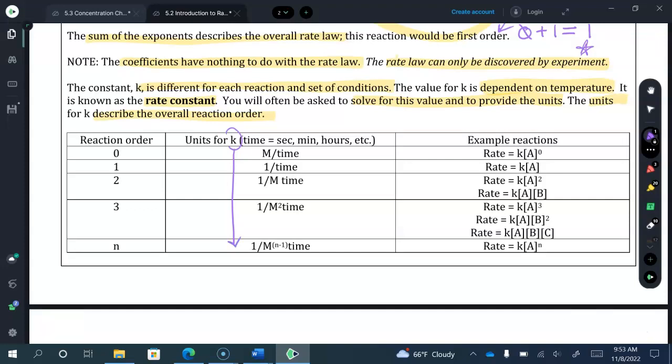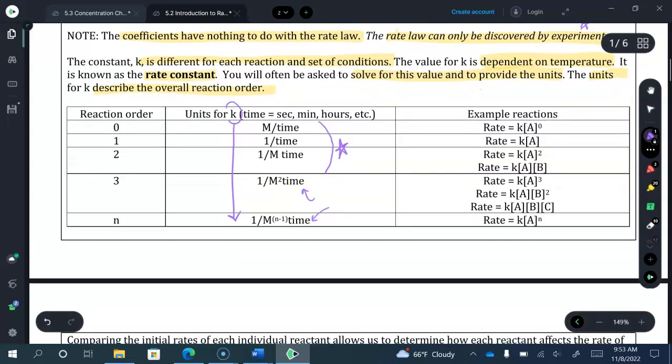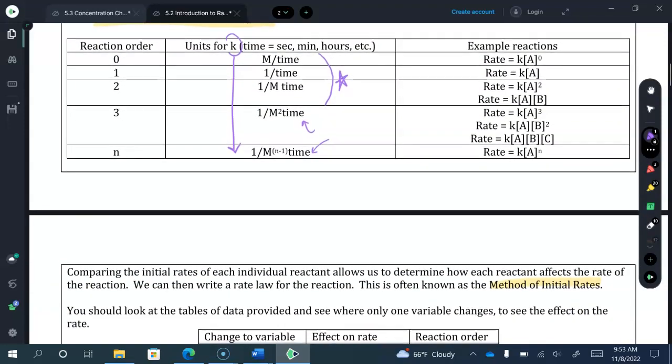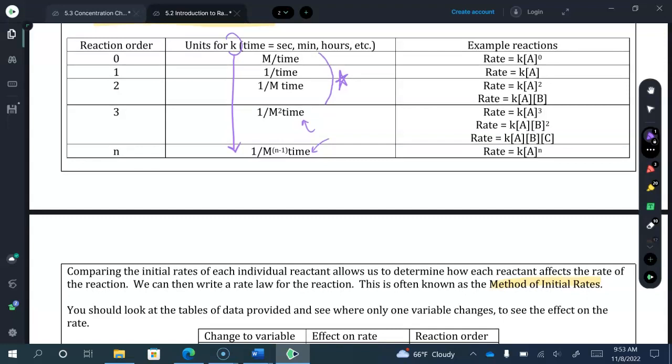The ones that the AP test primarily focuses on are for 0, first, and second order for all rate law expressions. However, it has popped up on rare occasions where we see reaction orders higher than second. So it's good to know those and to be able to look at them and understand what's going on. And the best way to figure out the units for K is to just plug it in and solve it.